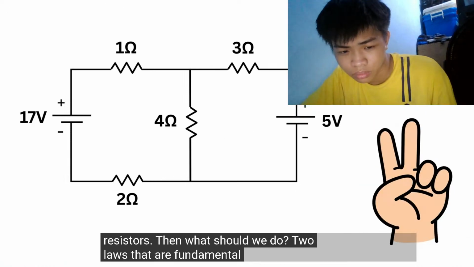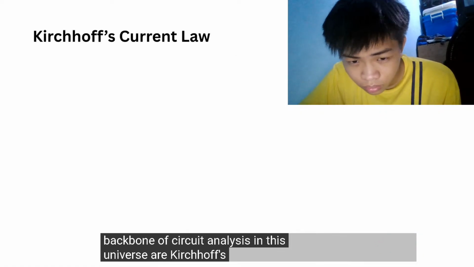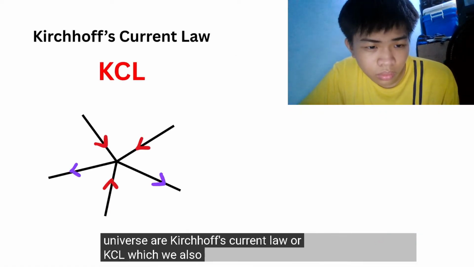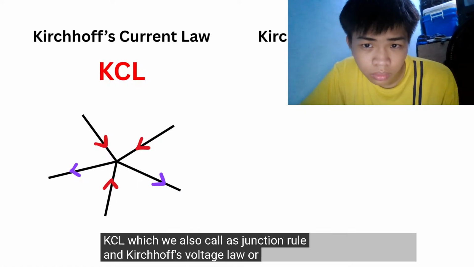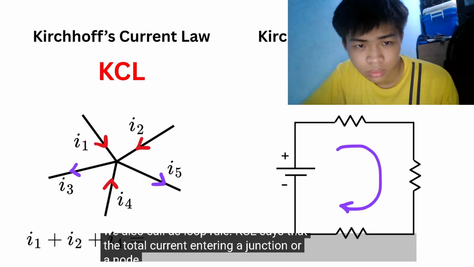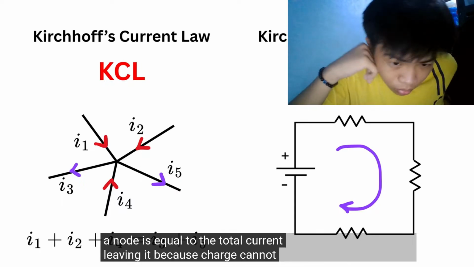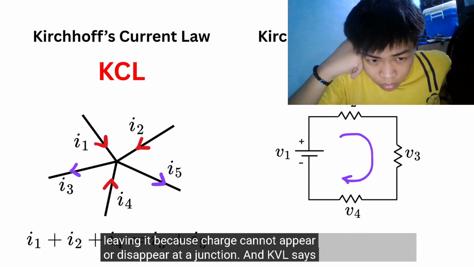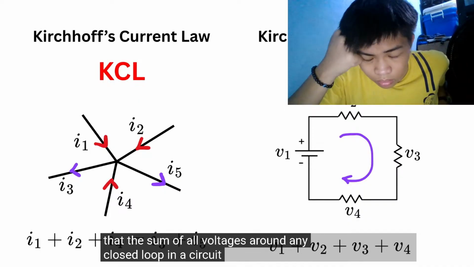Two laws that are fundamental and form the backbone of circuit analysis in this universe are Kirchhoff's current law, or KCL, which we also call the junction rule, and Kirchhoff's voltage law, or KVL, which we also call the loop rule. KCL says that the total current entering a junction or a node is equal to the total current leaving it, because charge cannot appear or disappear at a junction. And KVL says that the sum of all voltages around any closed loop in a circuit is 0 because energy is conserved.